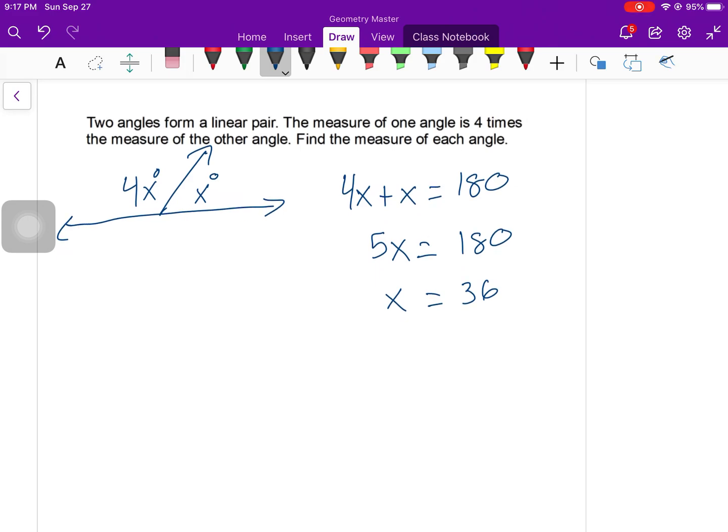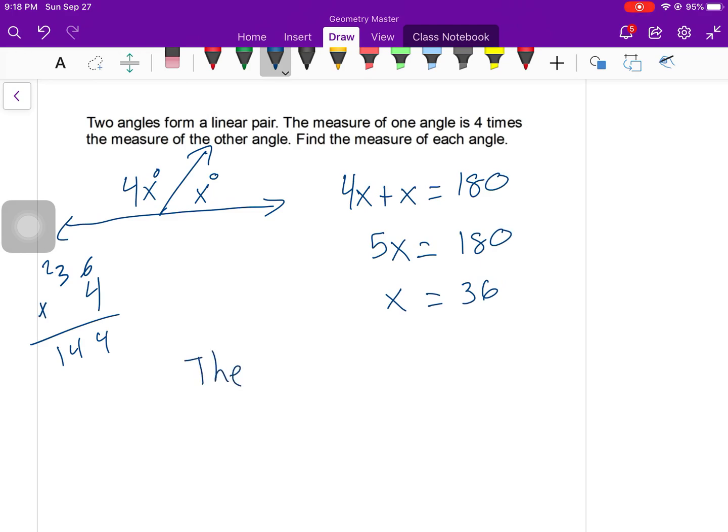So that tells me that one angle is 36 and the other angle is 4 times 36, which is 144. 4 times 36: 4 times 6 is 24, 4 times 3 is 12, plus 2 is 14, so I've got 144. Those two angle measurements should add up to be 180 degrees, and they do.